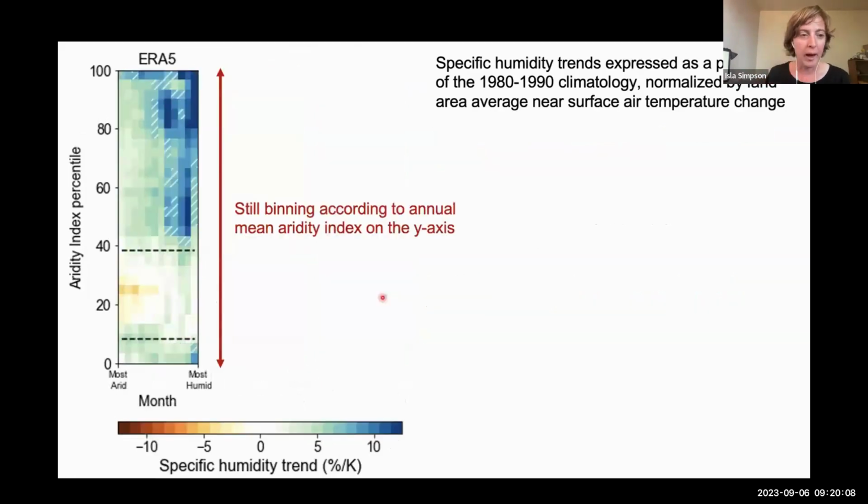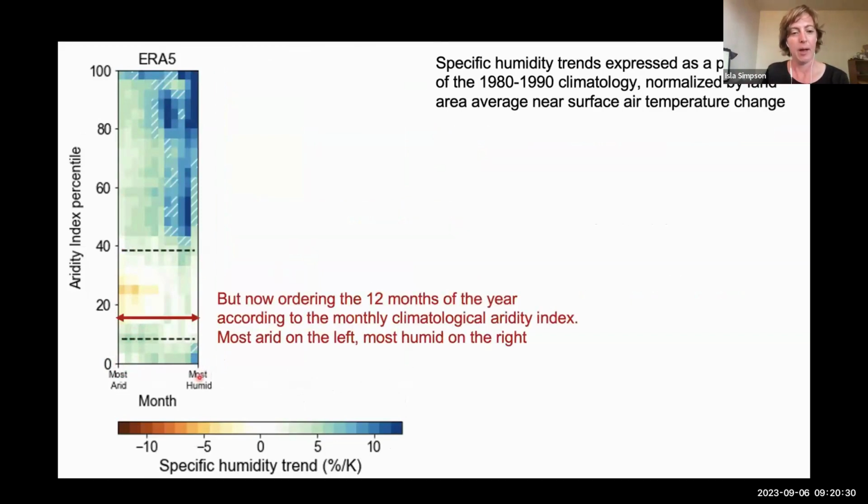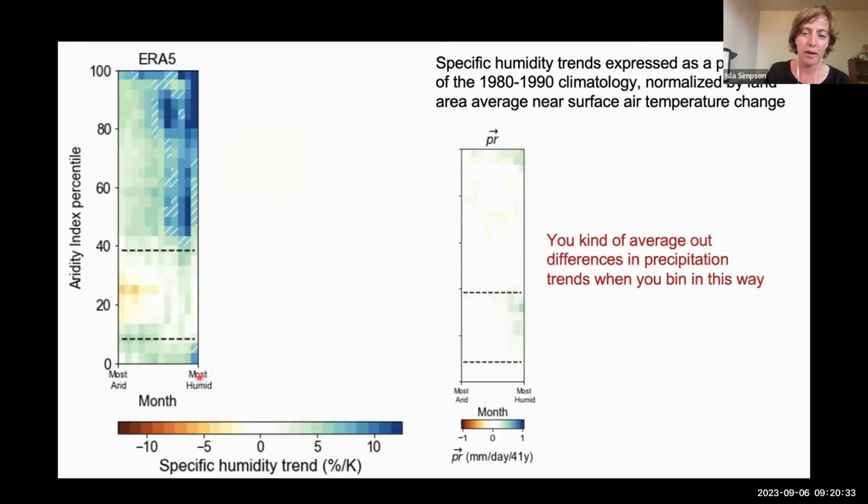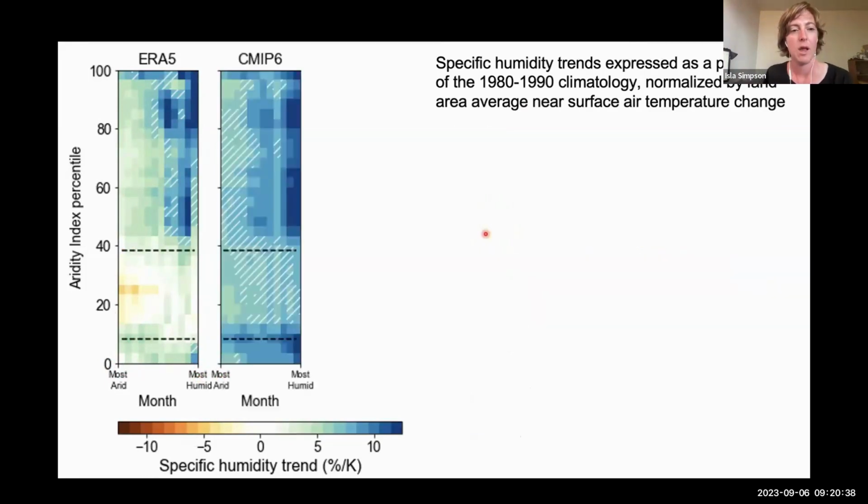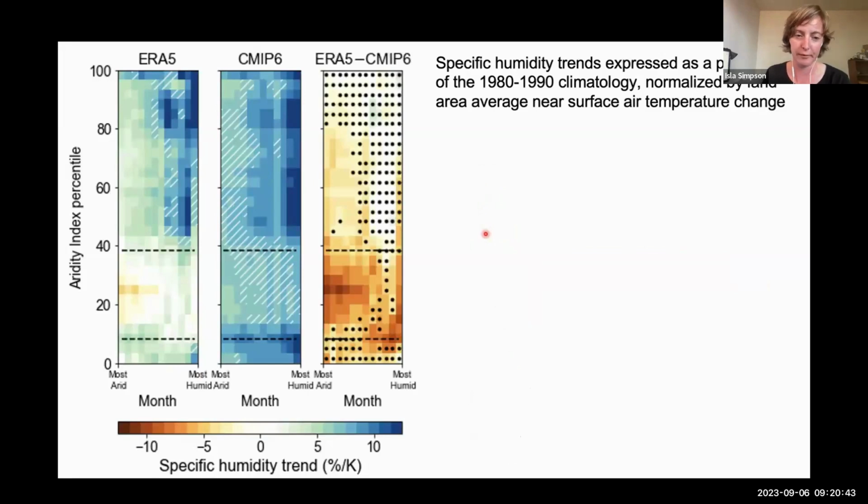This is another way of looking at it. What I'm showing you here is still specific humidity trends in percent per Kelvin, still binning on the y-axis according to the climatological aridity. But now I'm taking the 12 months of the year and ordering them from the most arid on the left to the most humid on the right. So this is ERA5. And then when you do this, you roughly average out your precipitation trends in each bin. That's what you get in the CMIP6 models. And then this is what the difference between them looks like.